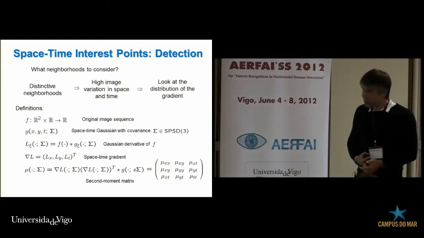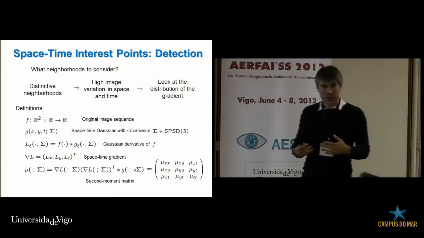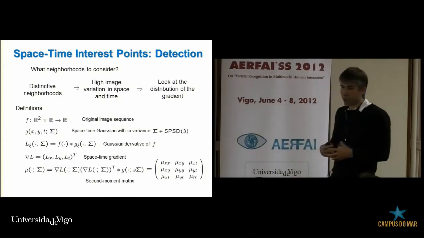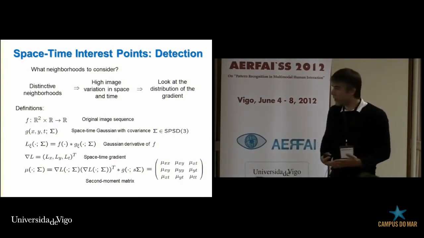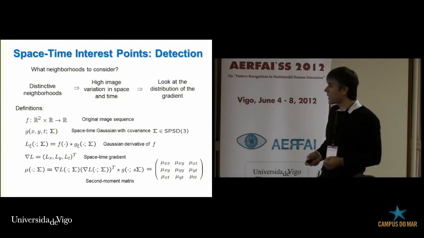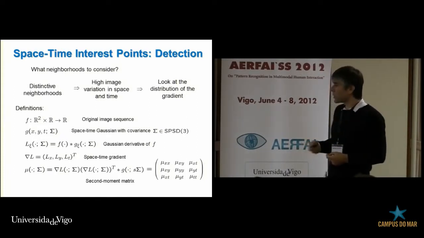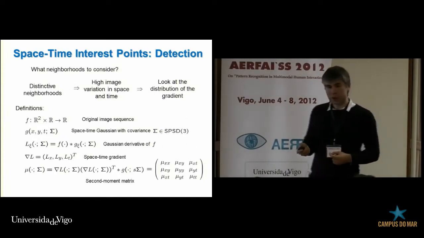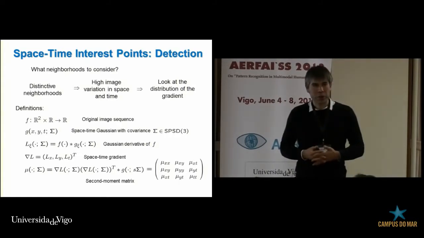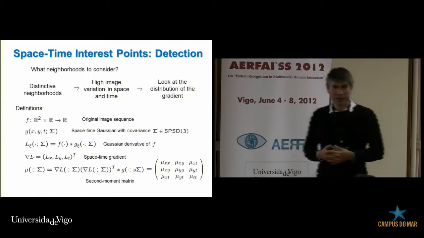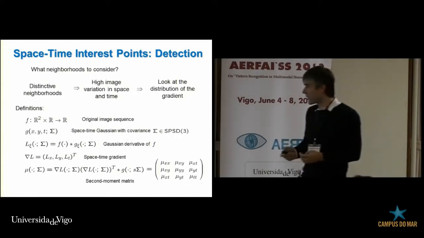This is one possible way to first extract the points or the spatial-temporal neighborhoods. This is just one way, and there can be other ways. The reasoning here is similar to Harris point detection. So how many of you know Harris point detection? Okay, quite many. So this is really very similar.